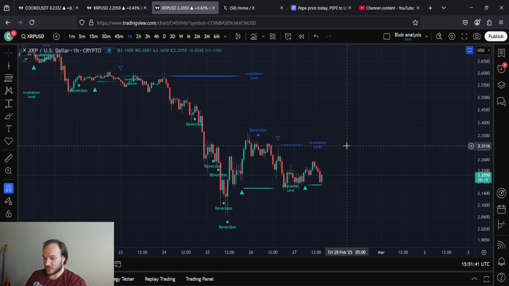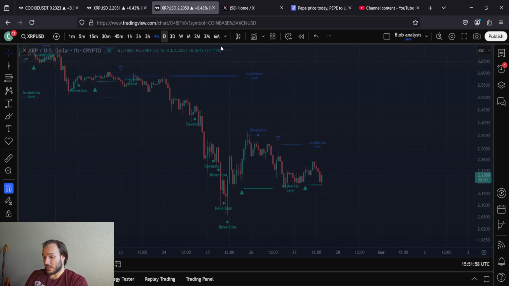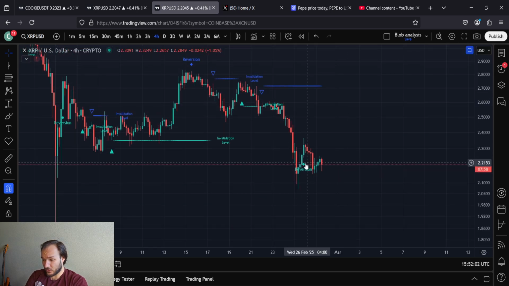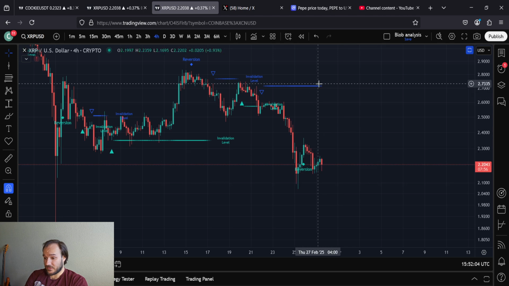We're looking to see XRP move above $2.31 to invalidate the notion of going lower. That's all this is saying, right? If we get above $2.31 on a closing basis, then yeah, we're done moving lower and we're looking to move higher, at least on a 1 hour time frame. On a 4 hour aspect, we also got a reversion down at the lows here. The invalidation level for this is all the way up at $2.72, right?